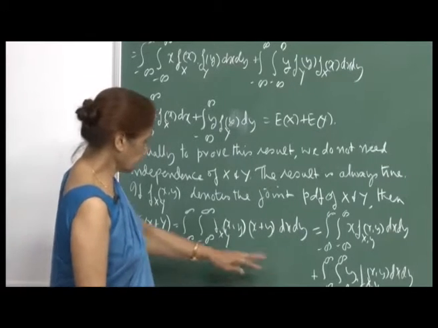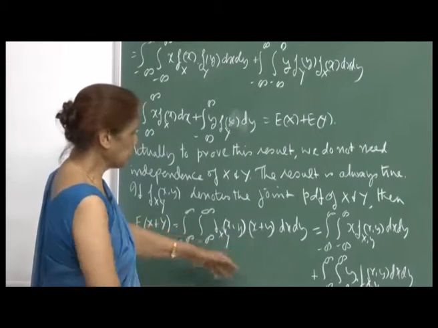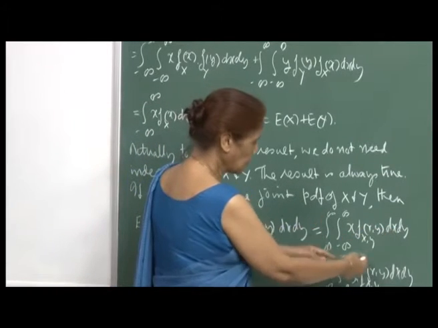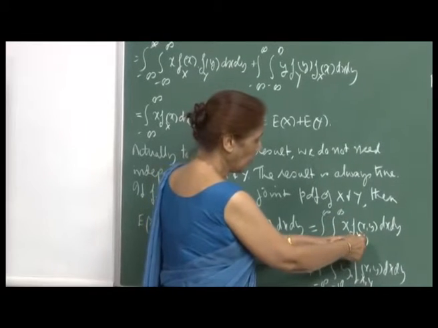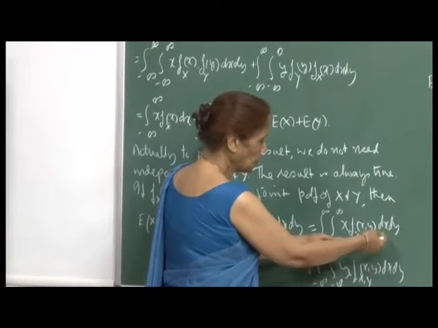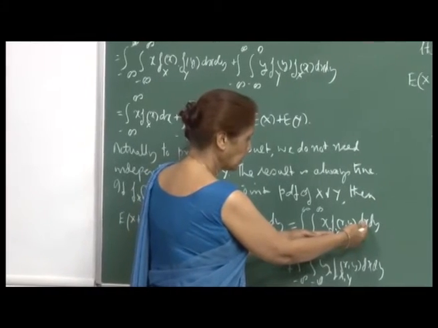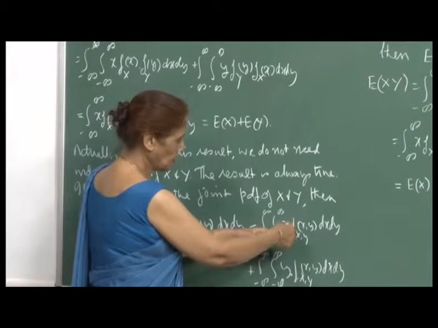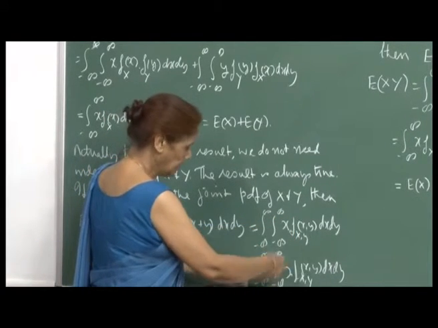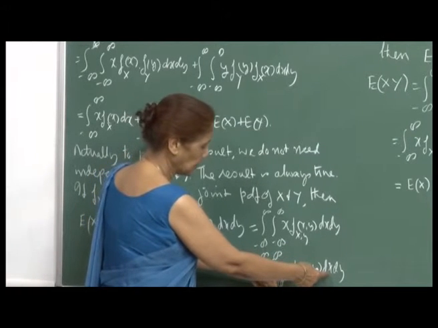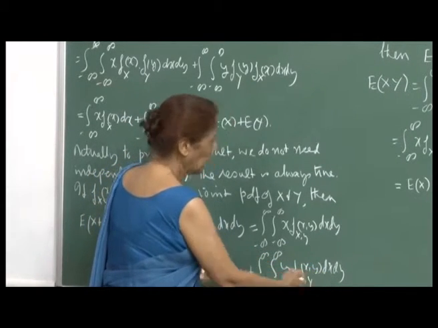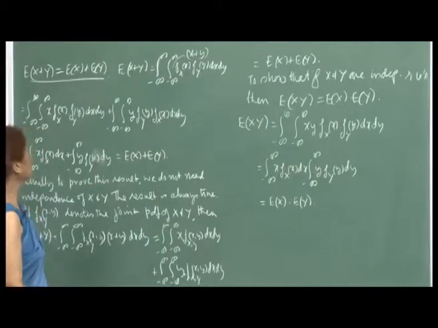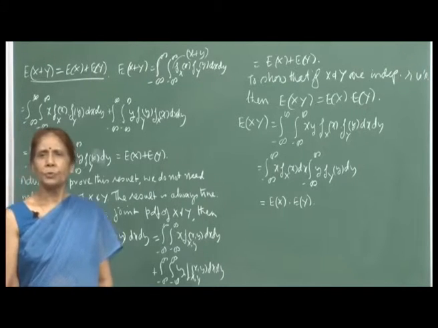Then again I write this as the sum of 2 integrals, and making the same argument, the integral from minus infinity to infinity of f(x, y) dy will give you f_X(x), the marginal density of x, and so it will come out to be the integral of x into the marginal density function of x, plus similarly for y, you first integrate with respect to x to get the marginal of y, and then you get this, and therefore, this is E x plus E y. So, for showing that E of x plus y is E x plus E y, you do not need independence of x and y.